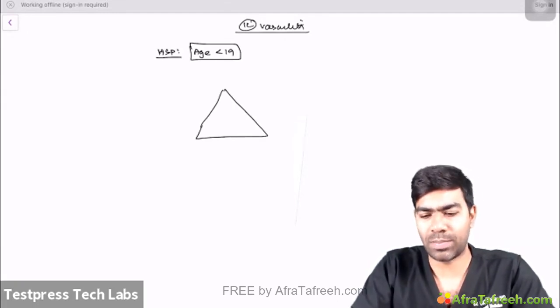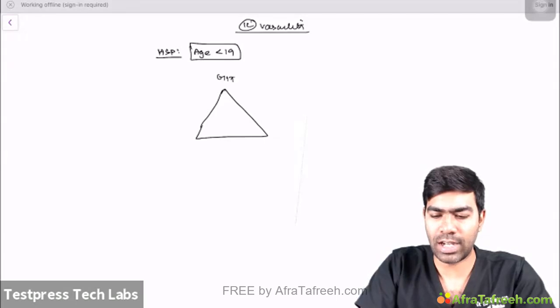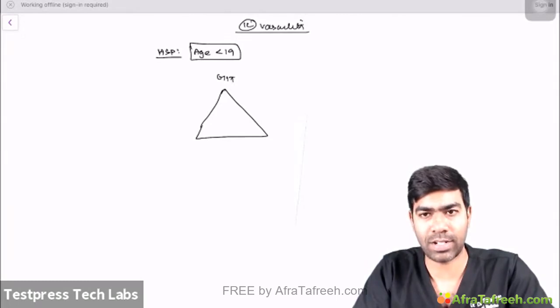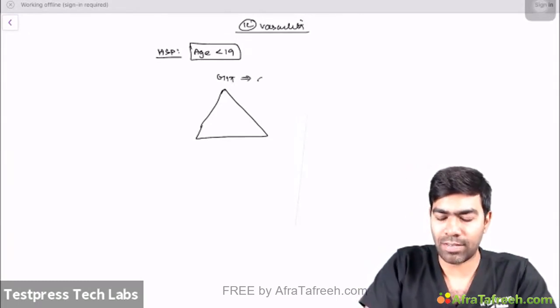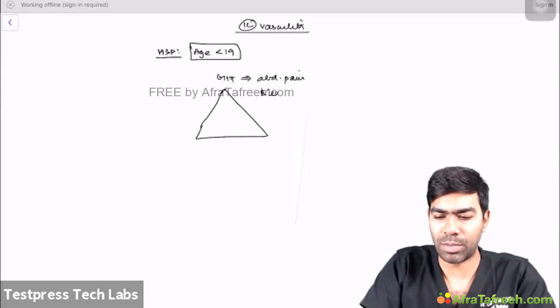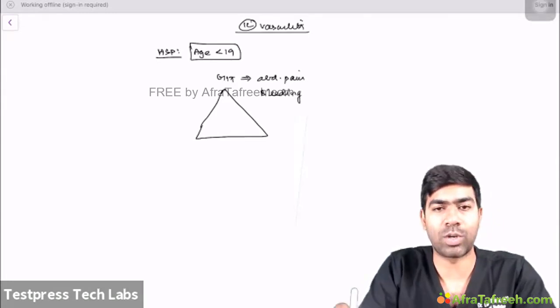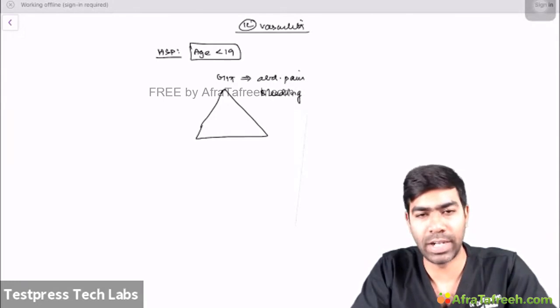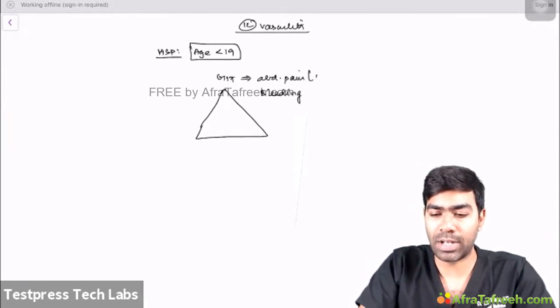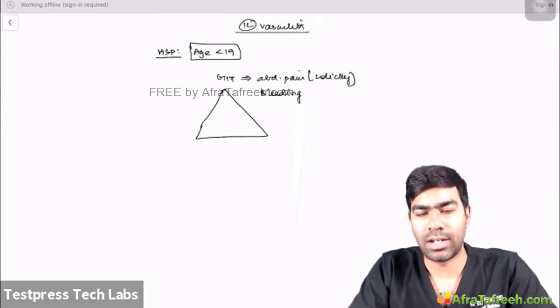As far as HSP is concerned, it's going to typically involve the GIT very, very commonly compared to other small vessel immune complex vasculitis like cryo, where they can have abdominal pain, they can have abdominal bleeding in the form of melena, hematochezia, even hemoptysis. So bleeding is possible, abdominal pain is possible, and this abdominal pain will typically be colicky abdominal pain most of the time.